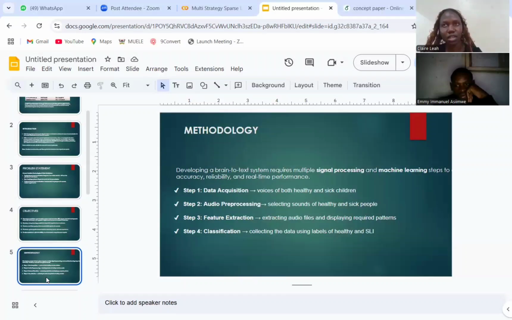And classification is collecting the features you've extracted from the signals. We are going to classify them. Here we collect the data using labels of healthy and SLI. Let me invite my colleague, Emma.